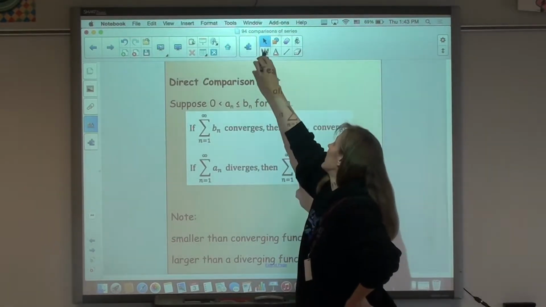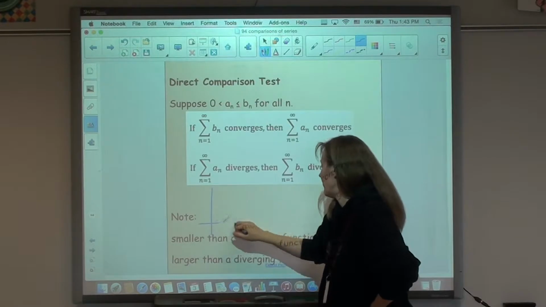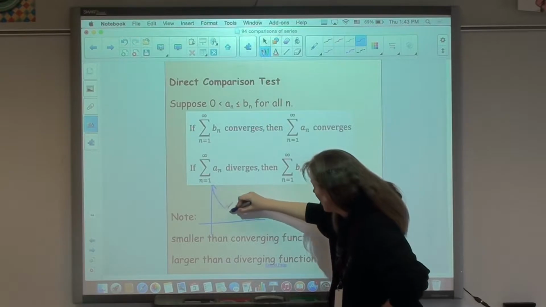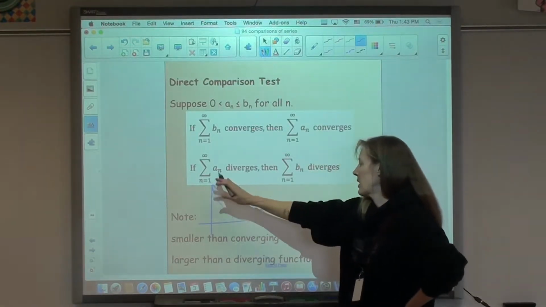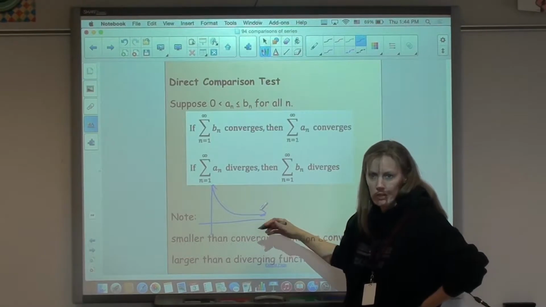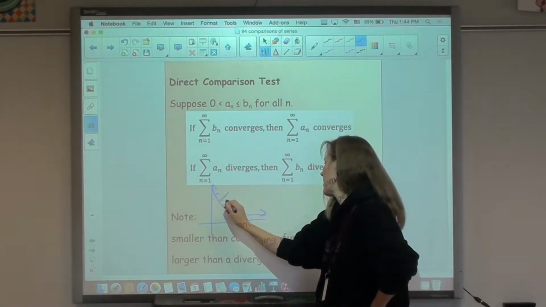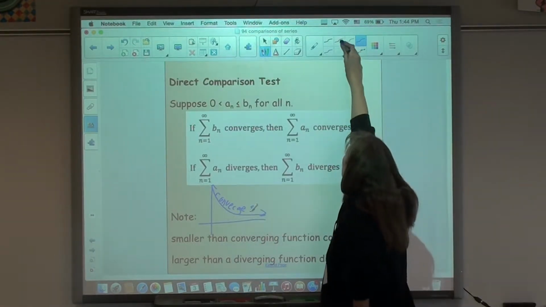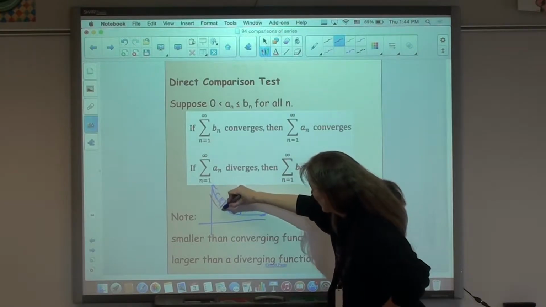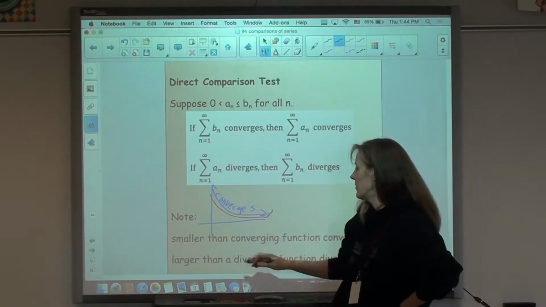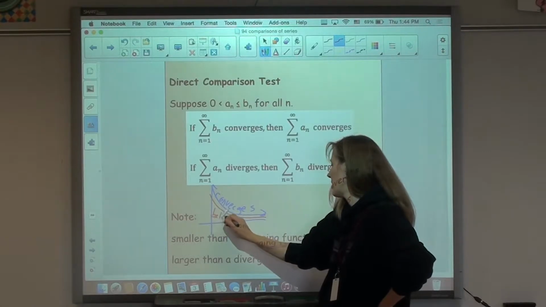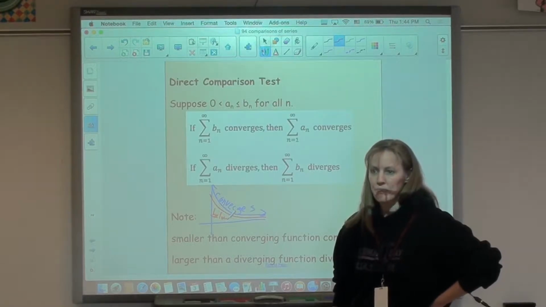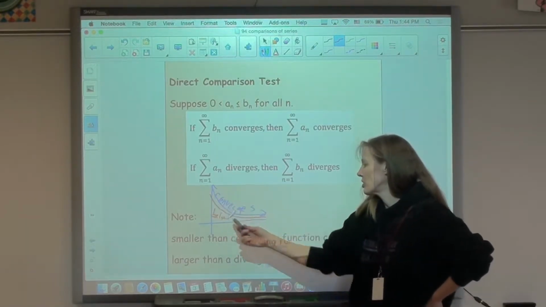So, if I have a function that converges, my brain thinks of something that is kind of approaching some number or some zero. So this converges, right? If I have another function that's always less than that function, then it also converges. It's forced to, because it's always below. So less than a converging function converges.